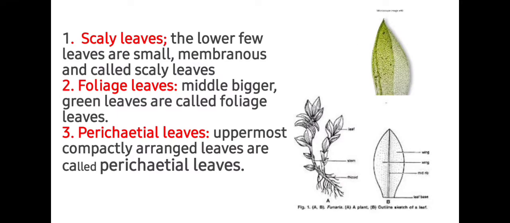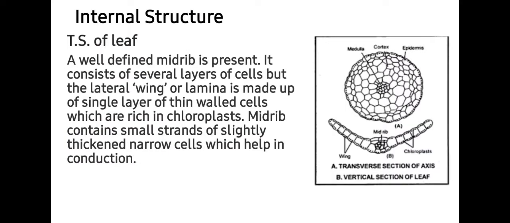And you know very well, leaves are of three types, as I explained to you in my previous video, that they are scaly leaves, foliose leaves and perichaetal leaves. As their names indicate, the scaly leaves are the lower few small leaves which are membranous. That's why we call them scaly leaves, and their main function is protection. Then there are foliose leaves. These are the middle larger leaves and their main function is photosynthesis. Then the perichaetal leaves which surround the male and female young sex organs, and their main function is protection of these sex organs.